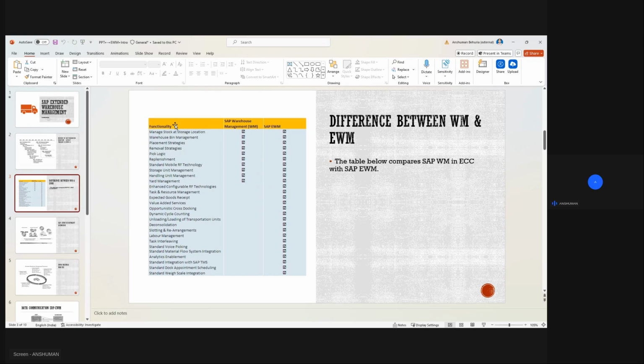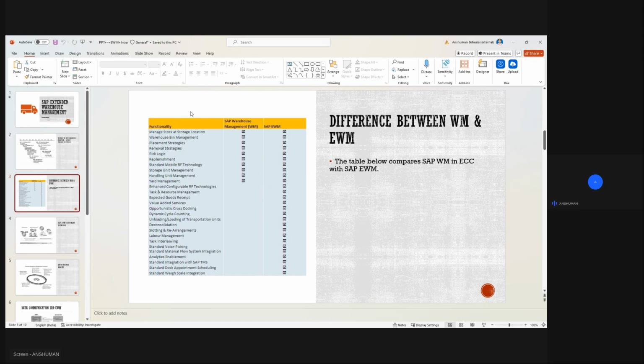Basically here you can see manage stock at the storage location, and you can manage the bin, the storage bins. Placement strategy: what is a placement strategy? Basically, how you can place the material inside your warehouse, where you can place the material in your warehouse.